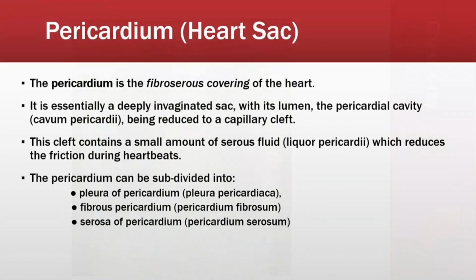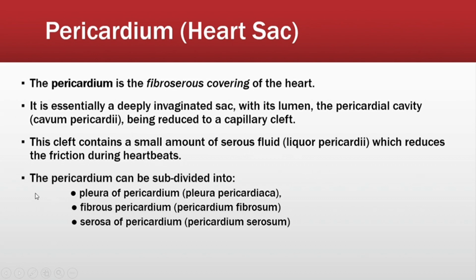Now then, the pericardium. The pericardium, also called the heart sac, is a fibrous covering of the heart. It is essentially a deeply invaginated sac, with its lumen, the pericardial cavity, being reduced to a capillary cleft. The capillary cleft contains a small amount of serous fluid, which reduces the friction during the heartbeat.